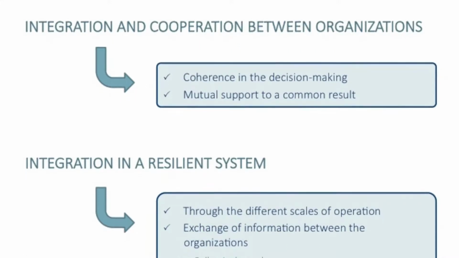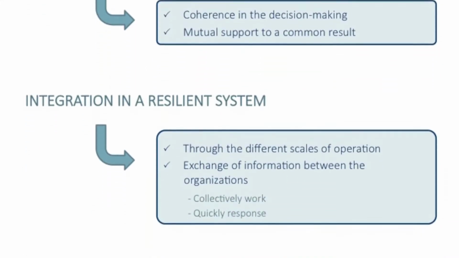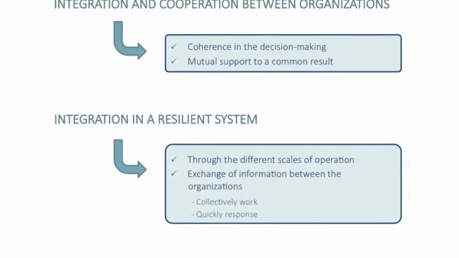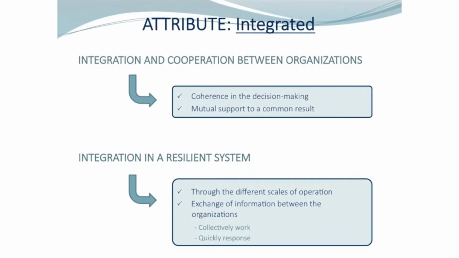This integration is a key point and is evident in resilient systems through the different scales of their operation. The mutual systematic exchange of information between organizations allows each one to improve and all of them to work collectively and to respond quickly through feedback involving the whole community.